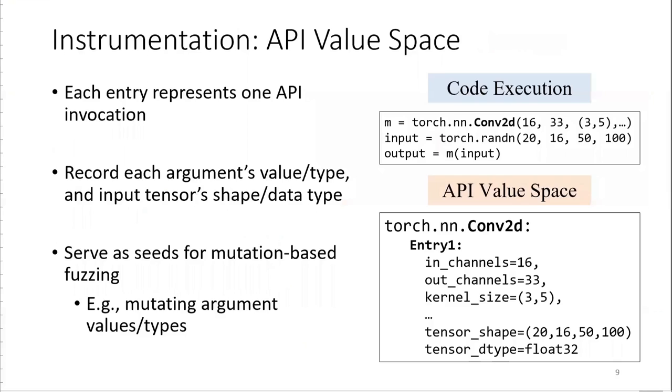In the instrumentation stage, FreeFuzz will also construct the API value space. Each entry in the API value space represents one API invocation. More specifically, in that one entry, we record each argument's value and type, and the input tensor's shape and data type. The reason for constructing the API value space is to serve as seeds for mutation-based fuzzing. During the fuzzing stage, FreeFuzz will randomly select one entry from the API value space and then mutate the argument values and types. But we will cover the fuzzing stage in detail later.